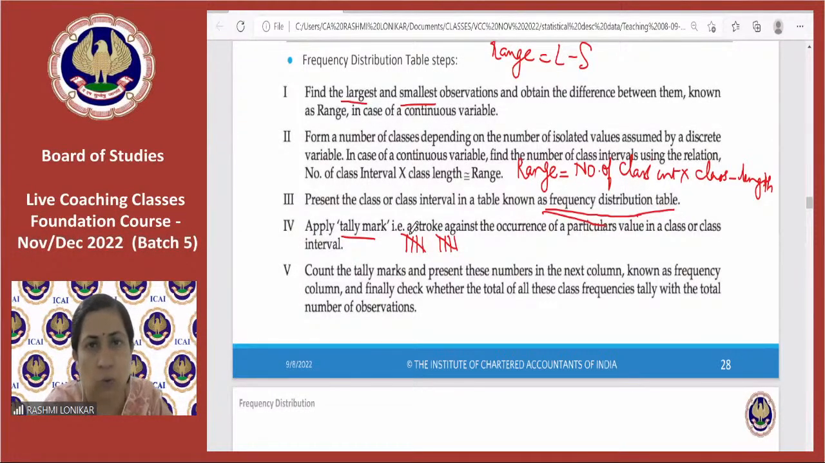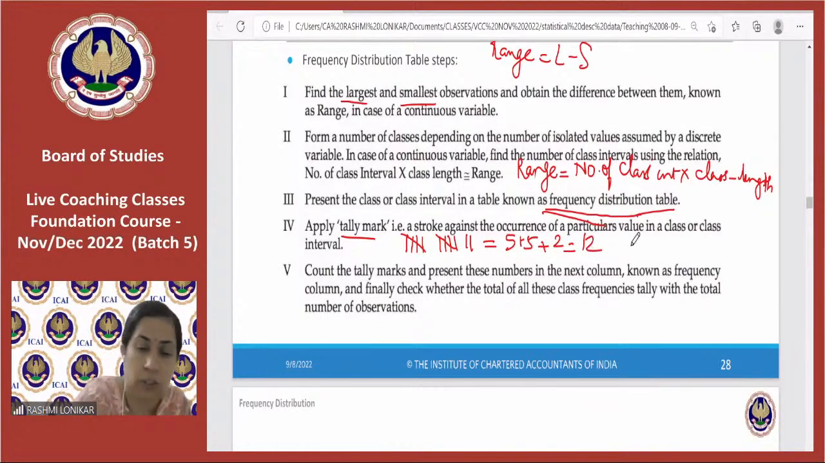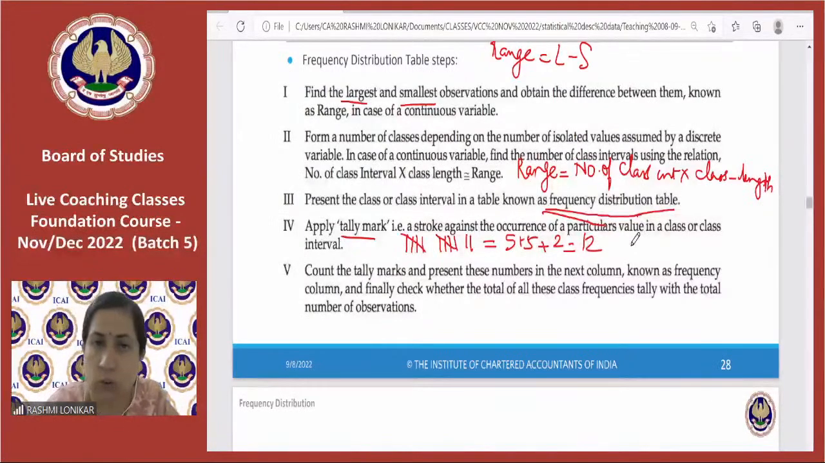Suppose I have only 12. Then what will happen? This is 5, this is 5, and this. Just looking at this, I can make out 5 plus 5 plus 2, which is equal to 12. So those bundles are made, and those are known as tally marks. Count the tally marks and present these numbers in the next column known as frequency column.